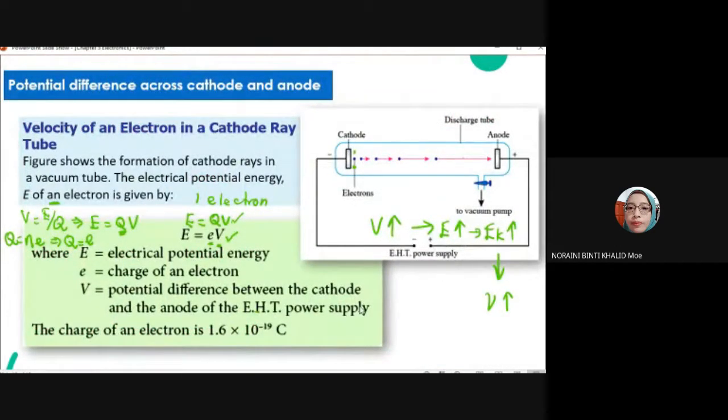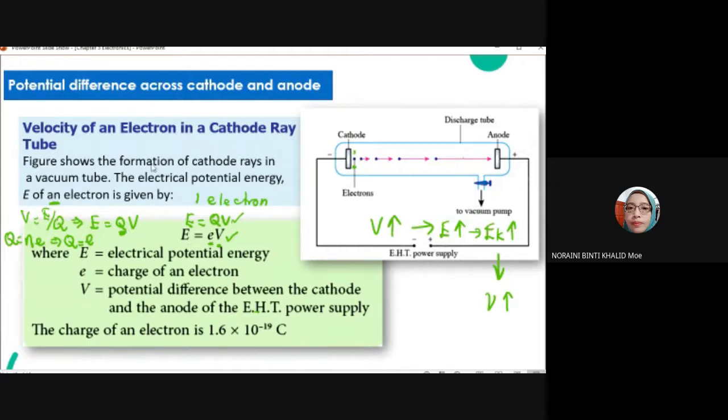Okay, let's discuss more on potential difference across cathode and anode. Electrons will achieve certain velocity because they receive electrical potential energy from the EHT power supply. We can discuss the electrical potential energy gained by electrons from the formula that we discussed in chapter 2, electricity. Potential difference equals electrical energy per unit charge. So from here we get E equals QV.